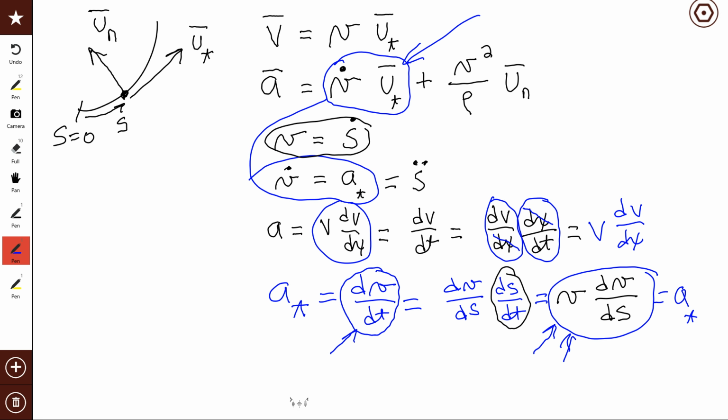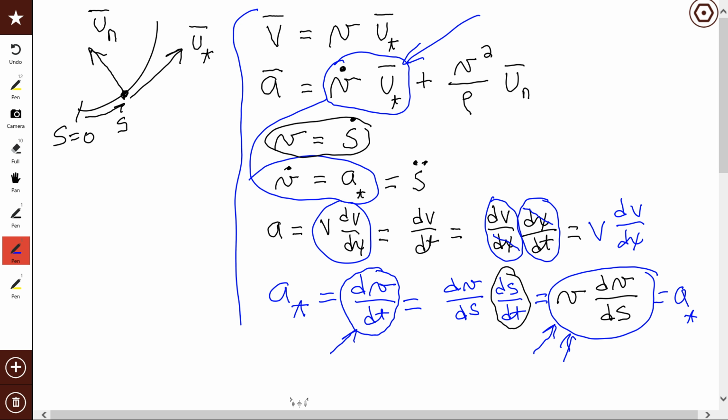Anyway, I believe in class I had mixed up some of the s's and the v's, but these formulas are in the book. So if you have difficulty with what I'm doing here, you can read the book.